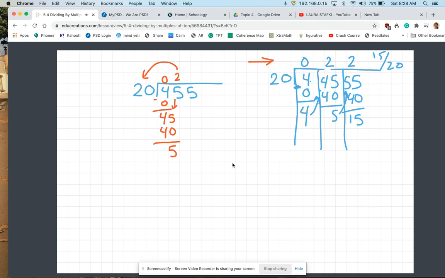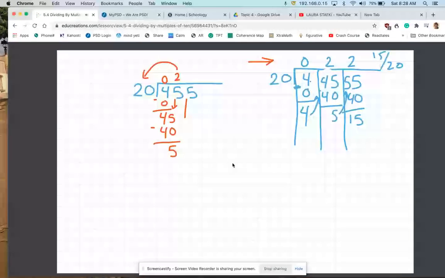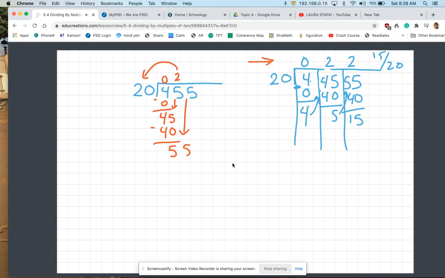And I'm going to have a remainder. I subtracted, remember? And then I'm going to bring down my 5. And I am going to go, how many times can 20 go into 55? It can go in 2 times. 2 times 20 is 40. I'm going to subtract, and I have a remainder of 15. So my answer is 22, remainder 15. Or if you want to be really professional, 22 with 15 20ths left over.